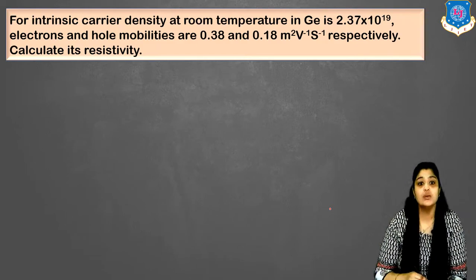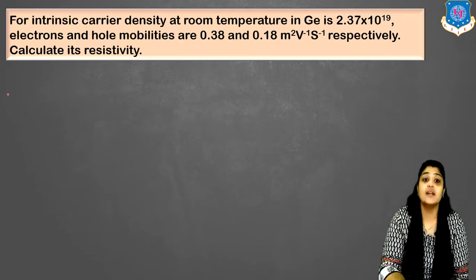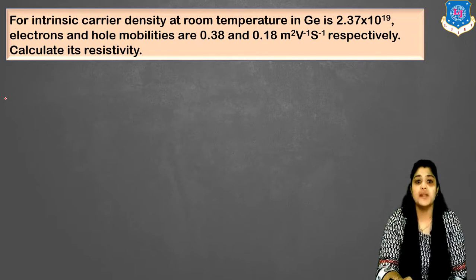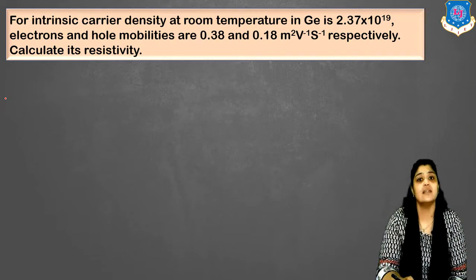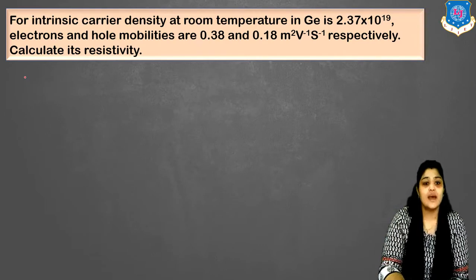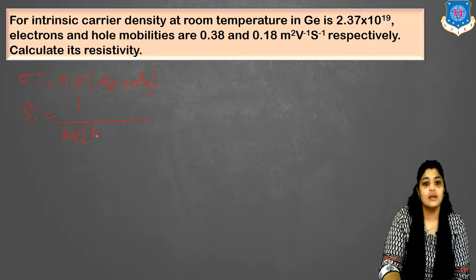Which formula will you use? We use the equation of conductivity, because we know the relation between conductivity and resistivity, that they are inverse of each other. So I have sigma i is equals to Ni e (mu e plus mu h). But I have to find resistivity. So I can simply write rho i is equals to inverse of this, so 1 upon N e (mu e plus mu h).